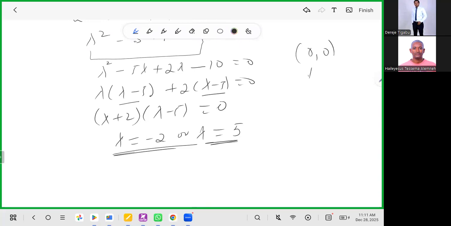So what can you say about the equilibrium point, this one? It's a saddle point. A saddle equilibrium point. And this saddle equilibrium point is unstable. It's an unstable equilibrium point.